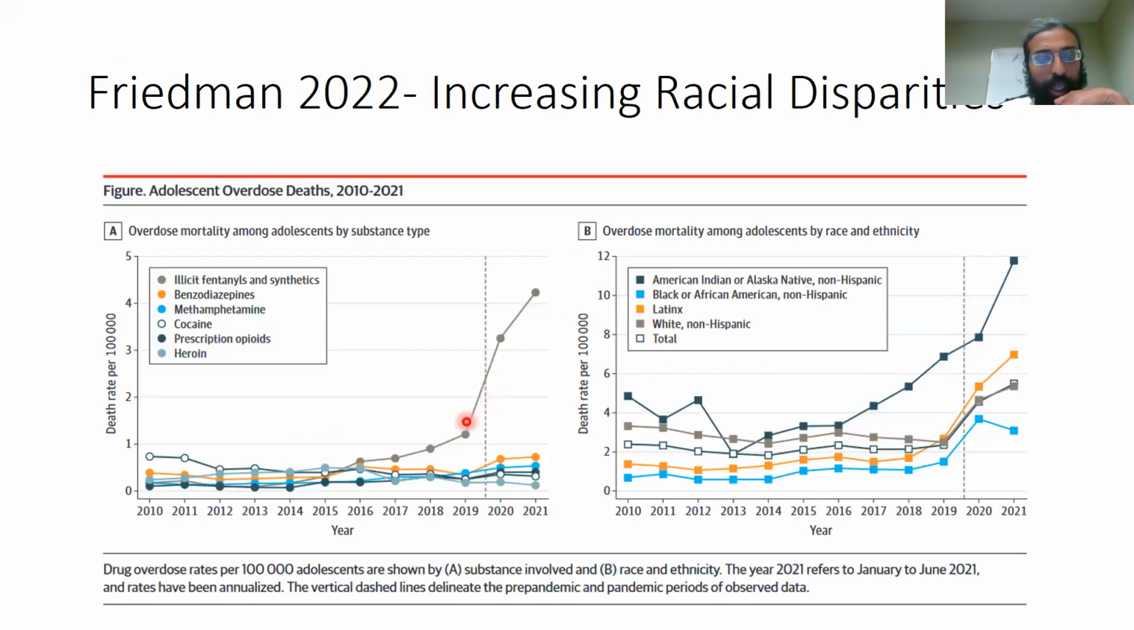And here again, you can see it says youth mortalities, adolescent overdose deaths between 2010, very recent data, going all the way up to 2021. And you can see once again this dramatic rise in illicit fentanyls and synthetics that's really driving this mortality increase. That's the biggest increase we've seen.